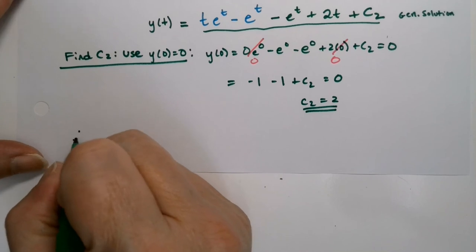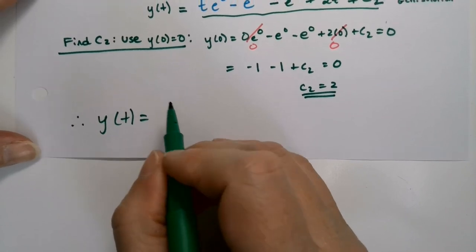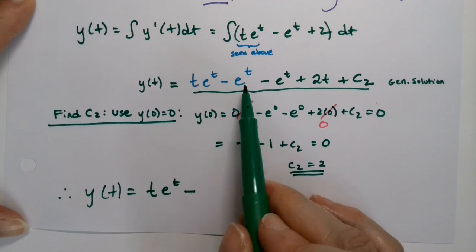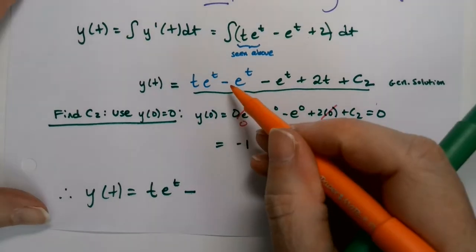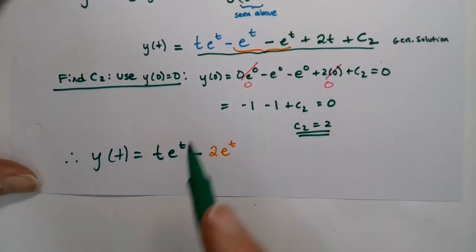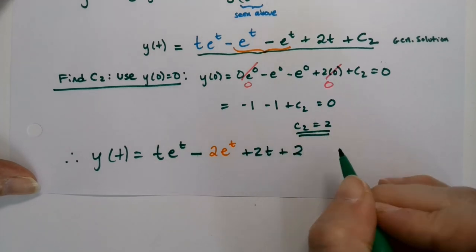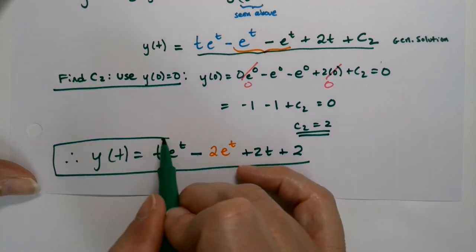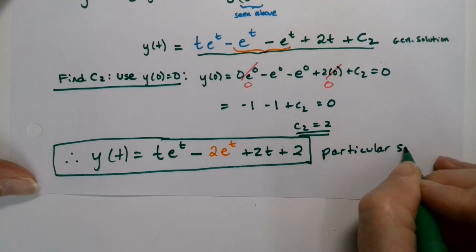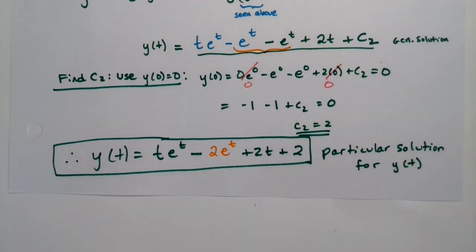Therefore, y of t is equal to, my actual particular solution would be t e to the t minus, and I'm going to combine these two together now and make a minus 2e to the t, because they're like terms. Plus 2t plus 2. That is the particular solution for y that was being asked for.